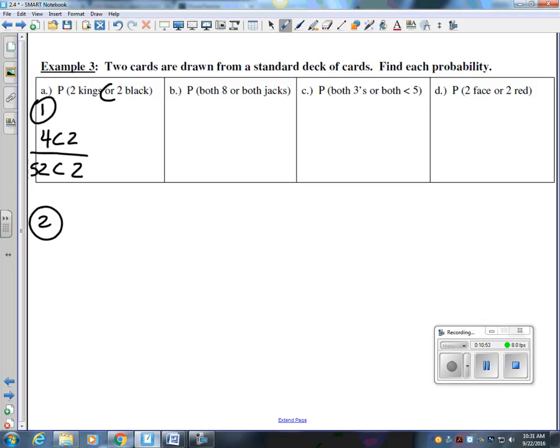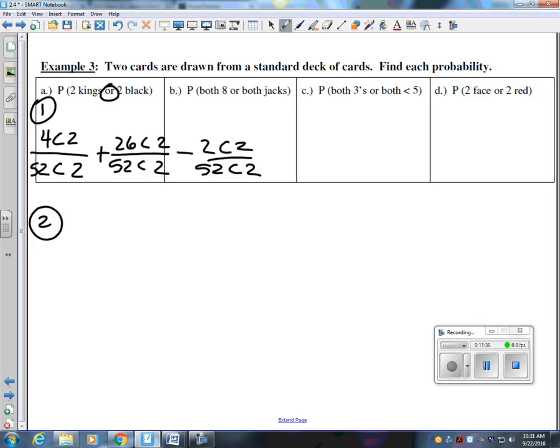Now it says or, so I'll put a what next? Plus. How many cards are black to choose from? 26. How many am I choosing? 2 over 52, choose 2. Are there any cards that are black and kings? Yes. So I'm going to have to subtract. How many cards are black and kings? There's 2 cards that are black and a king. So 2, I'm choosing 2 over 52, choose 2. Okay? That's one way to do it. You'd have to type all that in your calculator.